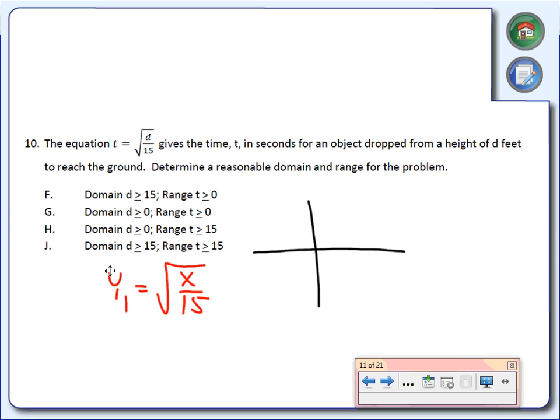Put that in the calculator, see what we get. Well, it's not really a line because we're graphing a square root.